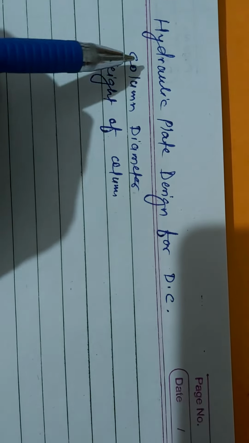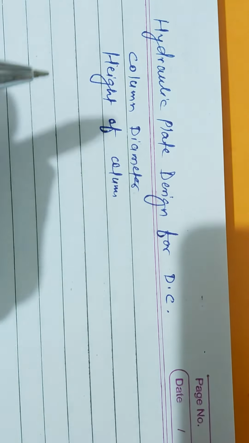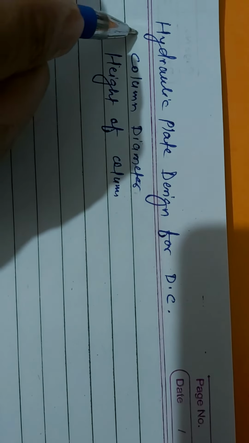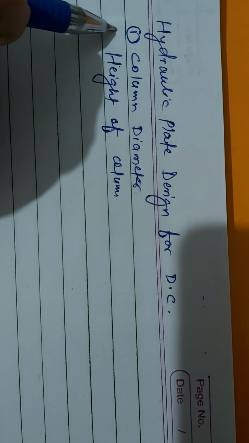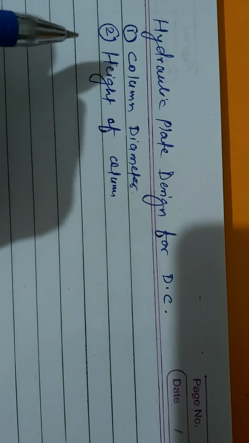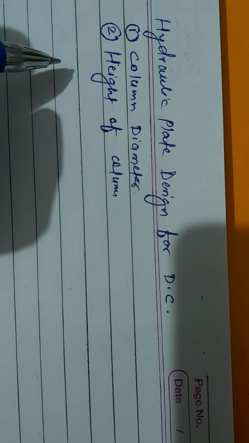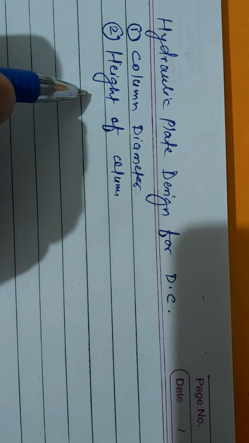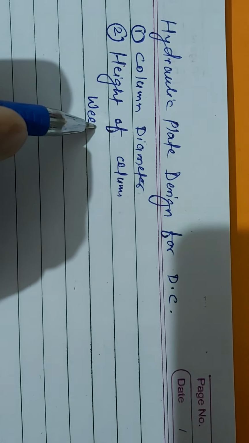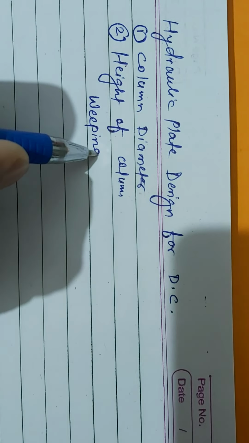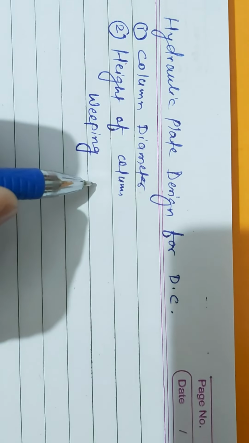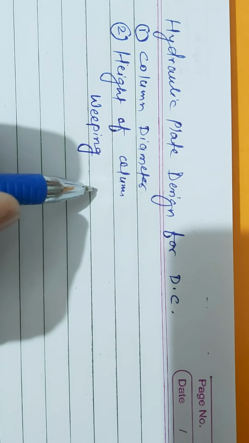Okay, so we are looking at hydraulic plate design for a distillation column. The objective is to find out the column diameter and the height of the column. While doing this, we check weeping. There are criteria which tell you whether weeping is there.